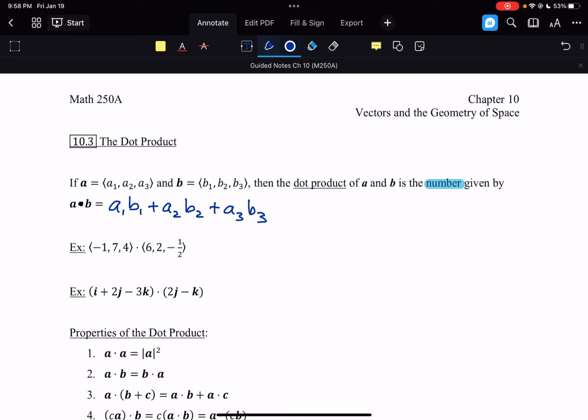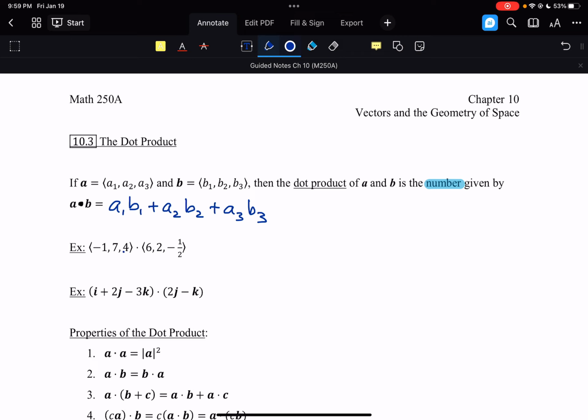So the way that we compute a dot product is by multiplying the corresponding components of the vectors and then adding those results together. So you multiply the corresponding components and add the results together. And in terms of just the basic definition, that's really all there is to it. So let's try it out on a couple examples here.